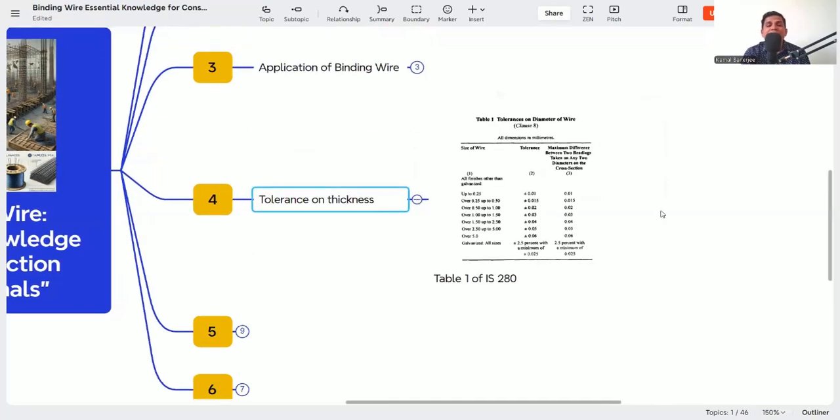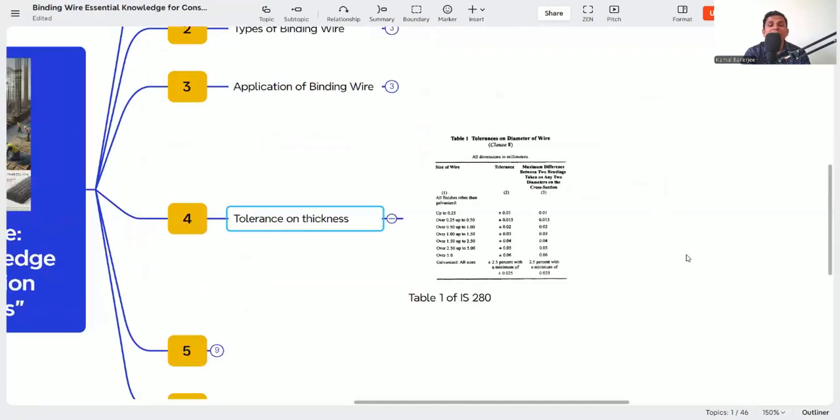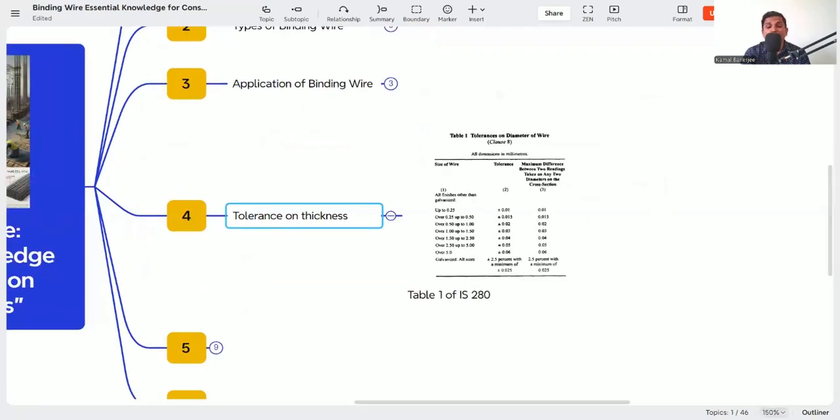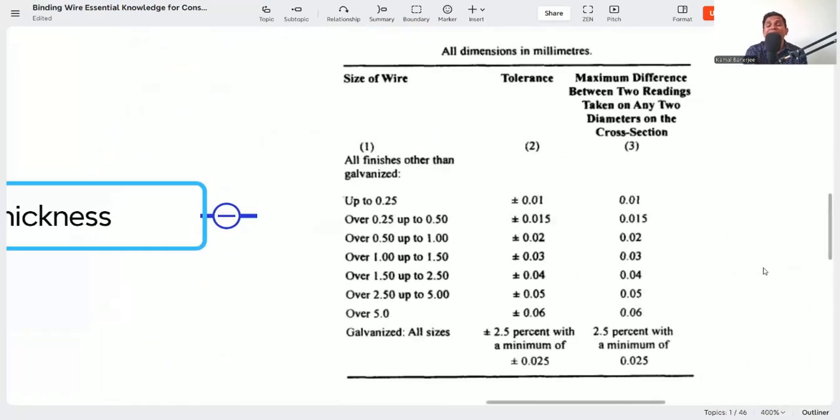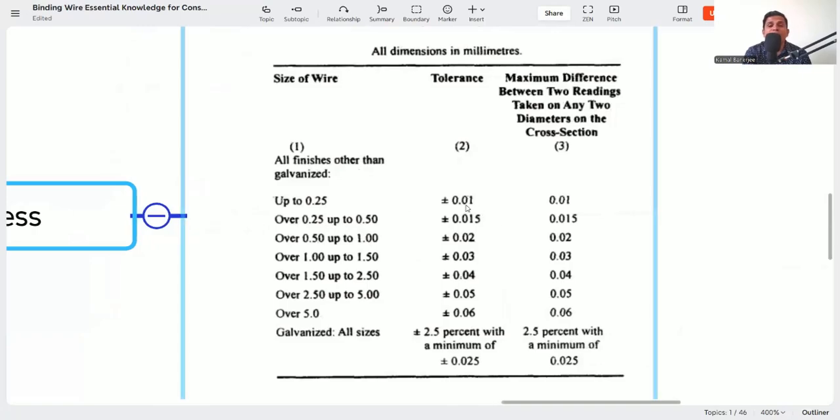See, everything has a tolerance. So in table 1 we check the sizes, and there is a tolerance also. Whenever we receive binding wire, we need to check the thickness and whether it is within tolerance or not. Up to 0.25 mm, the tolerance is plus minus 0.01, and the maximum difference between two readings taken at any diameter is 0.01. Then 0.25 to 0.5, 0.015, over 0.5 to 1.1.